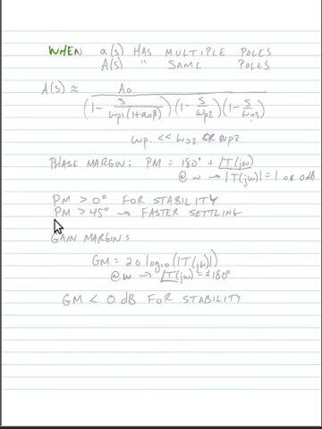So we can say when our open loop response, little a of s, has multiple poles, our closed loop response, big A of s, has the same poles.